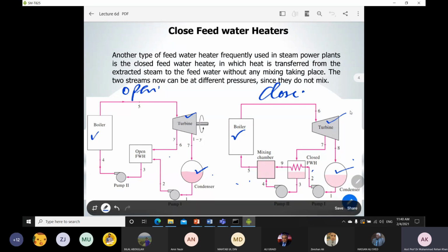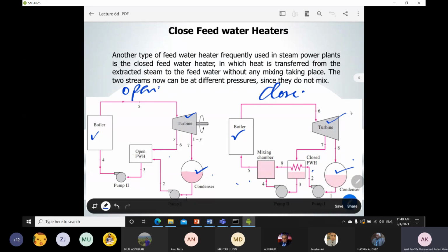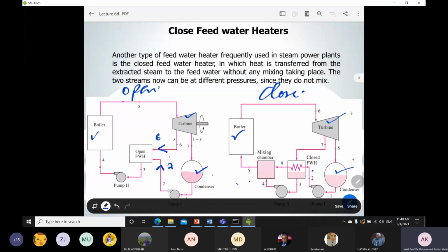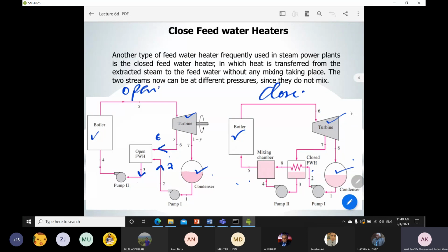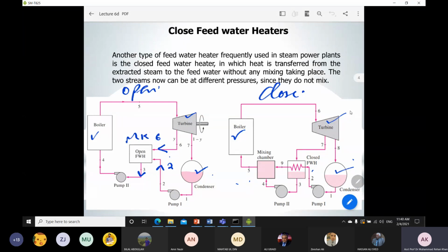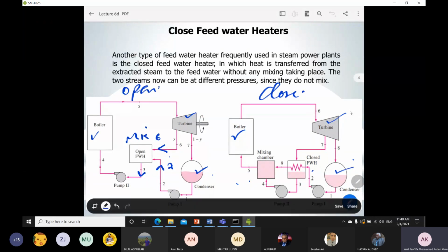Now coming to your open feed water heater. Whenever we are talking about the open feed water heater, stream number 6 and stream number 2 come into the open feed water heater chamber, mix together, and exit from point number 3. So there is mixing there, and these two streams mix together.